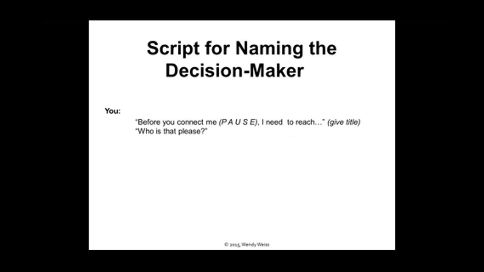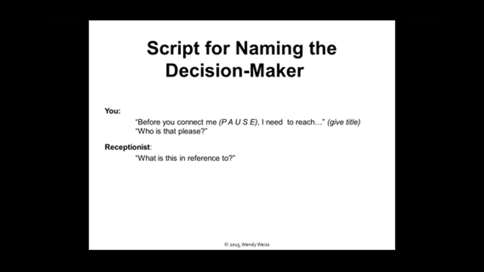So what you're going to do instead is plug in the title of the person that you believe is the decision maker and ask for that title. So, "Before you connect me, I need to reach," whatever that title might be. "Who would that be, please?" Now, that receptionist might very well say to you, "What is this in reference to?" She does not mean what is this in reference to. What she means, if a receptionist says this to you, is there's nobody here by that title.